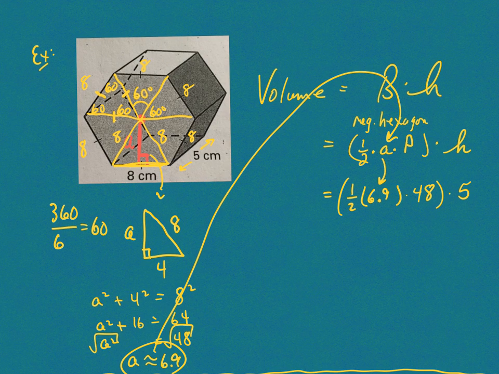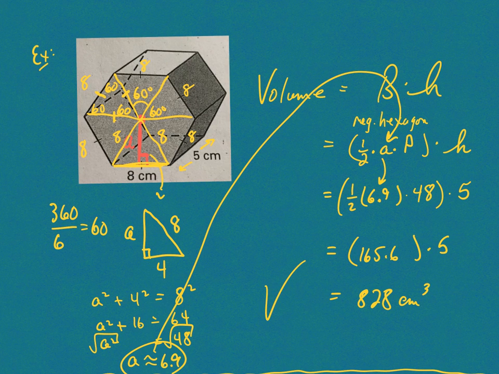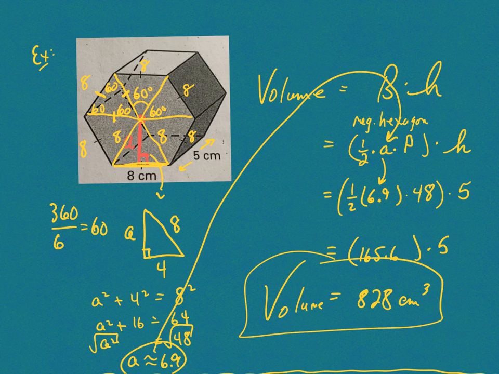And we're all set then to calculate the volume of this shape. I'll get you the area of the base first. So 1/2 times 6.9 times 48 is 165.6. And then multiply that by 5. And we get approximately 828 cubic centimeters. And that would be the volume of this hexagonal prism, right? Hexagon on the end, prism.